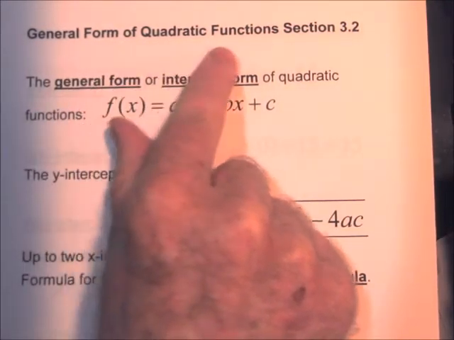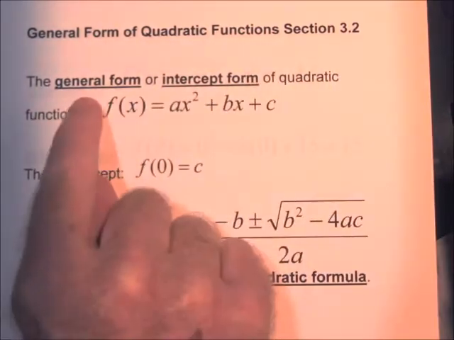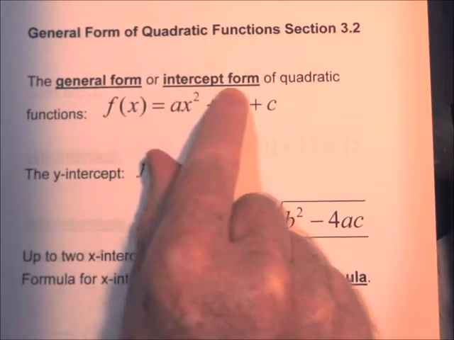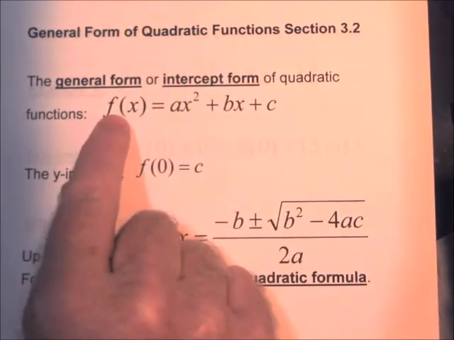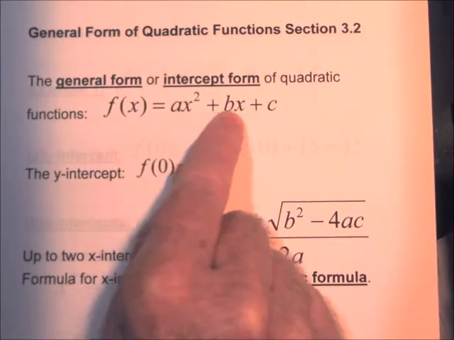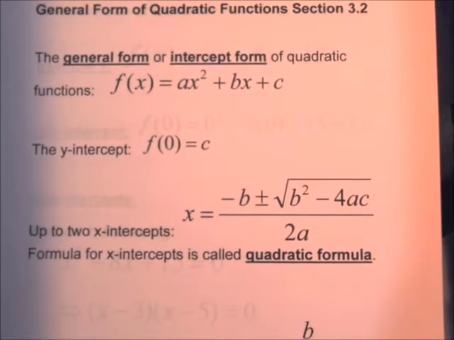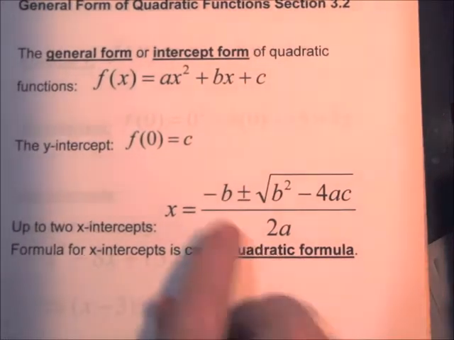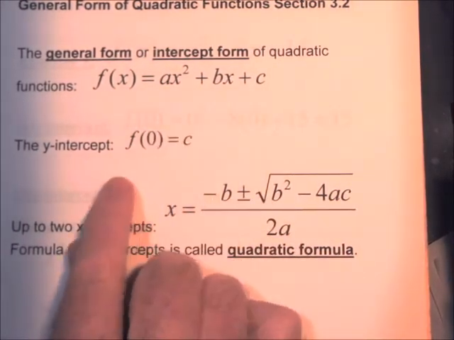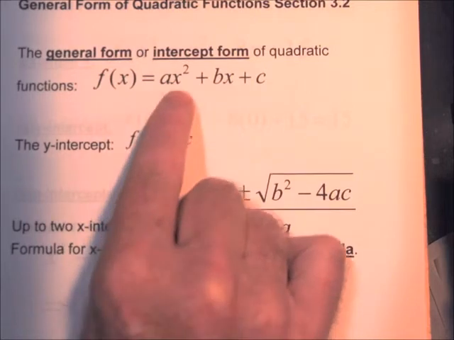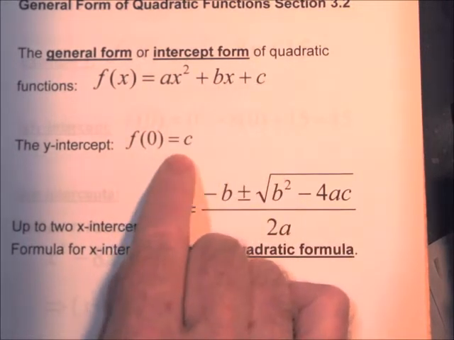General form of quadratic functions, section 3.2. The general form, also called the intercept form of quadratic functions, f of x equals ax squared plus bx plus c. It's called the intercept form because it's easy to get the intercepts once you know a, b, and c here. The y-intercept, f of 0, is 0 plus 0 plus c, which equals c.